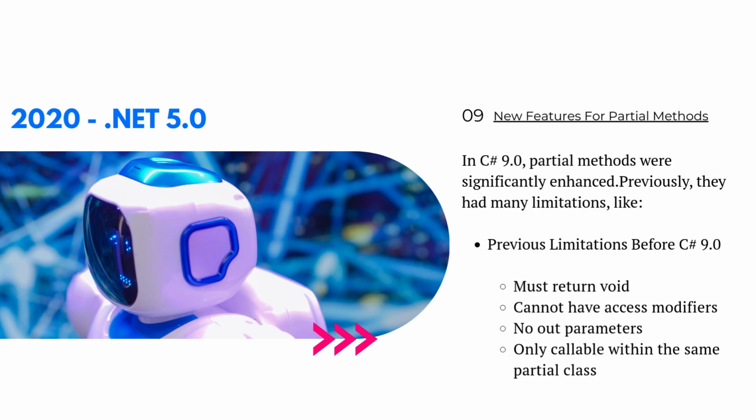In C# 9.0, partial methods were significantly enhanced. Previously, they had many limitations, like previous limitations before C# 9.0: must return void, cannot have access modifiers, no out parameters, only callable within the same partial class.